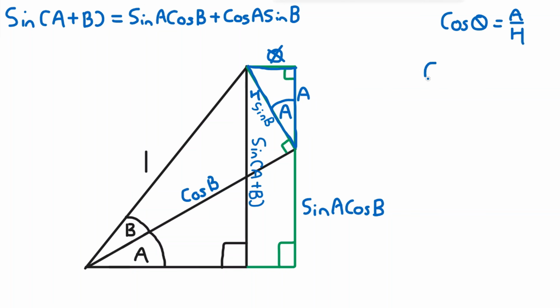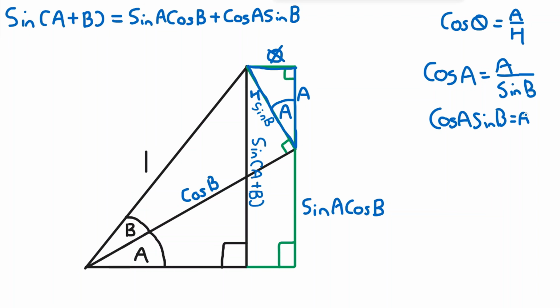So this is going to be cos of A is equal to the adjacent, which is A, which we don't know, over the hypotenuse, which is sin B, which we figured out before, and times both sides by sin B to get that cos A sin B is equal to the adjacent. So this side here is equal to cos A sin B.